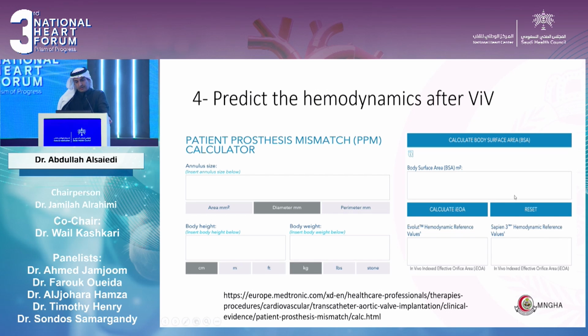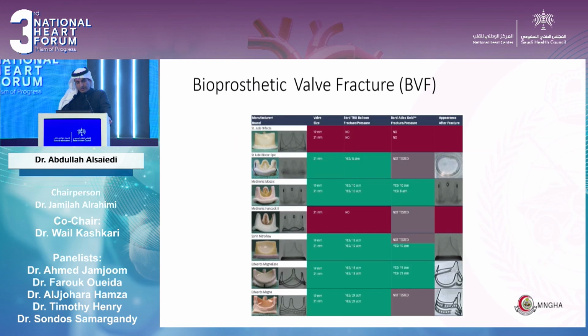Now there is another website. This is from Medtronic.com. You go there and you enter the annular size and the body weight and height of the patient. Then you get the body surface area, and based on that, it's going to give you the effective orifice area index, and you tailor your procedure accordingly.